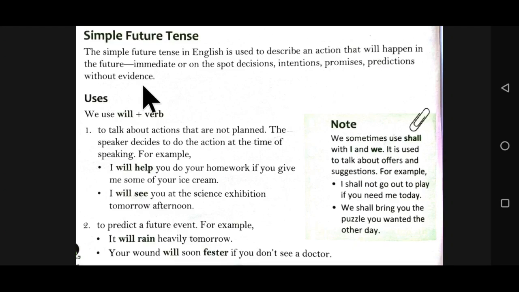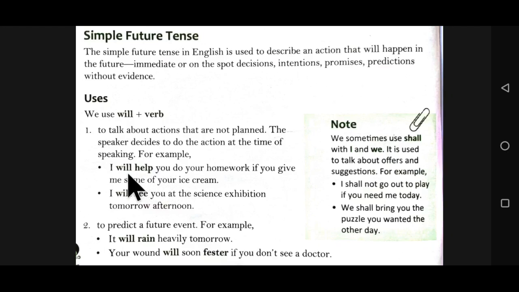Okay, now let's see its uses. First use, to talk about actions that are not planned. The speaker decides to do the action at the time of speaking. Okay, first of all, it is used to show an action that has not been planned before, and the speaker just decides to do the action at the time of speaking. For example, I will help you do your homework if you give me some of your ice cream.